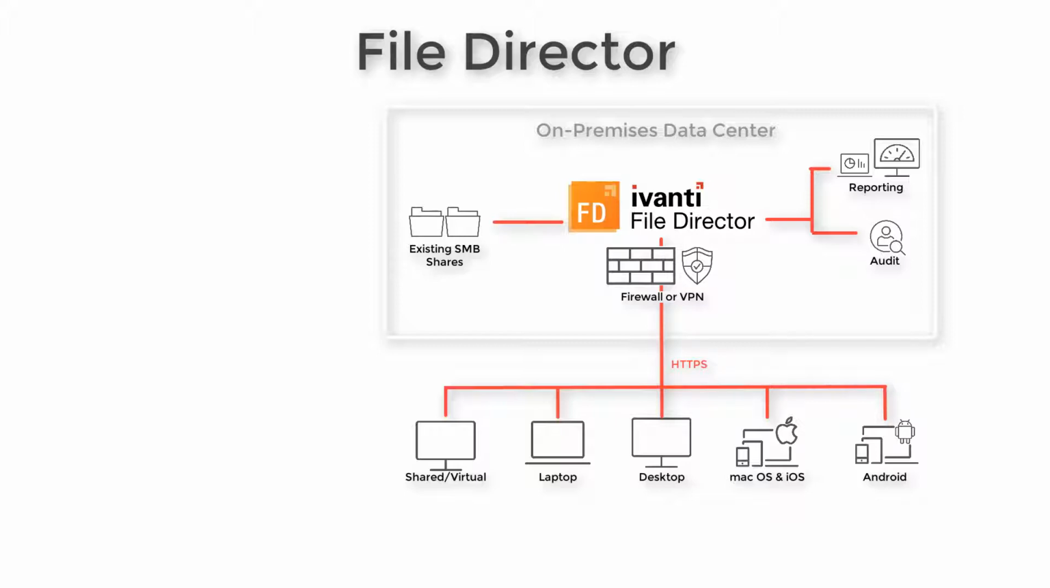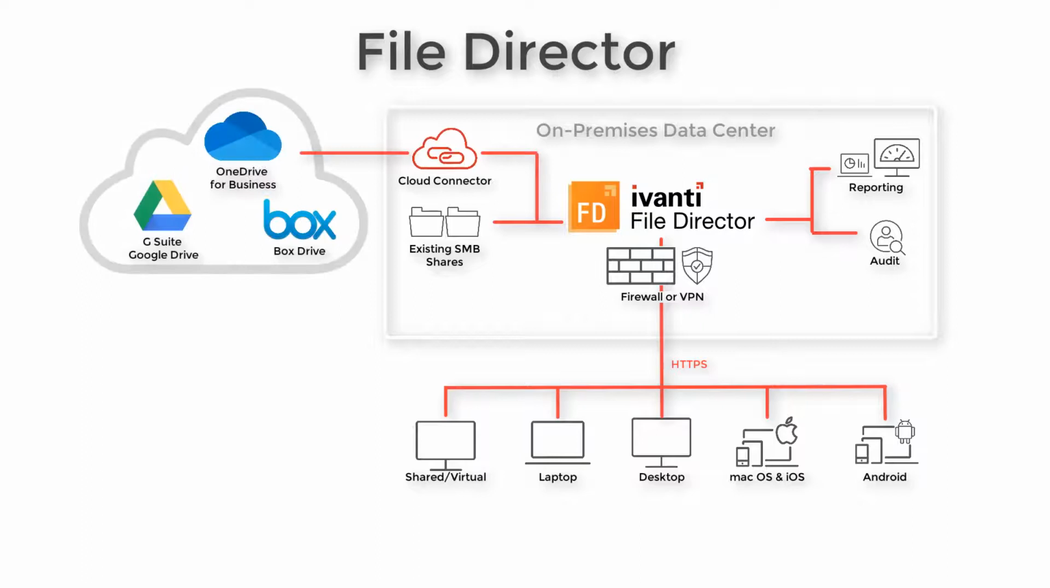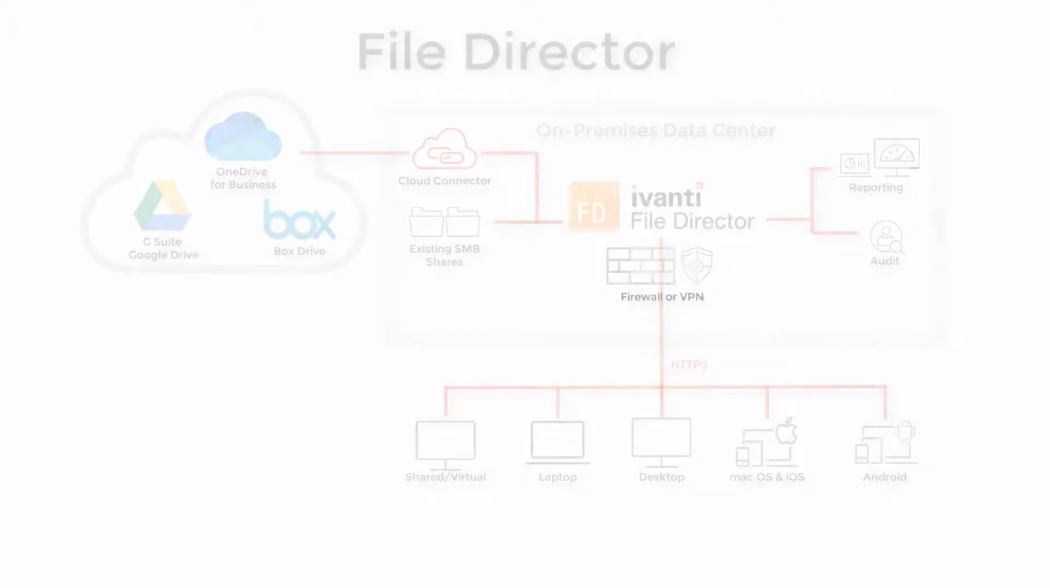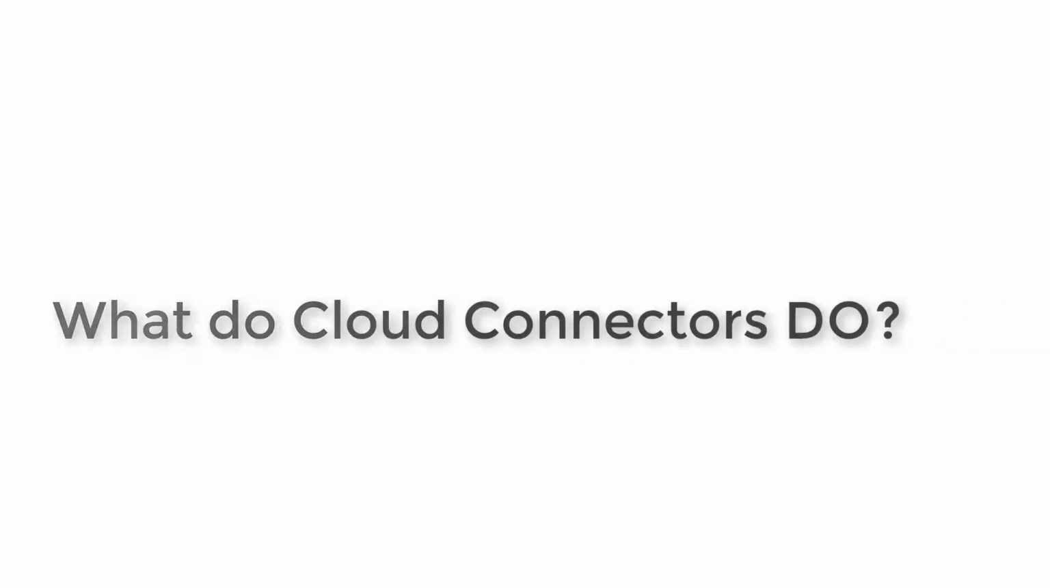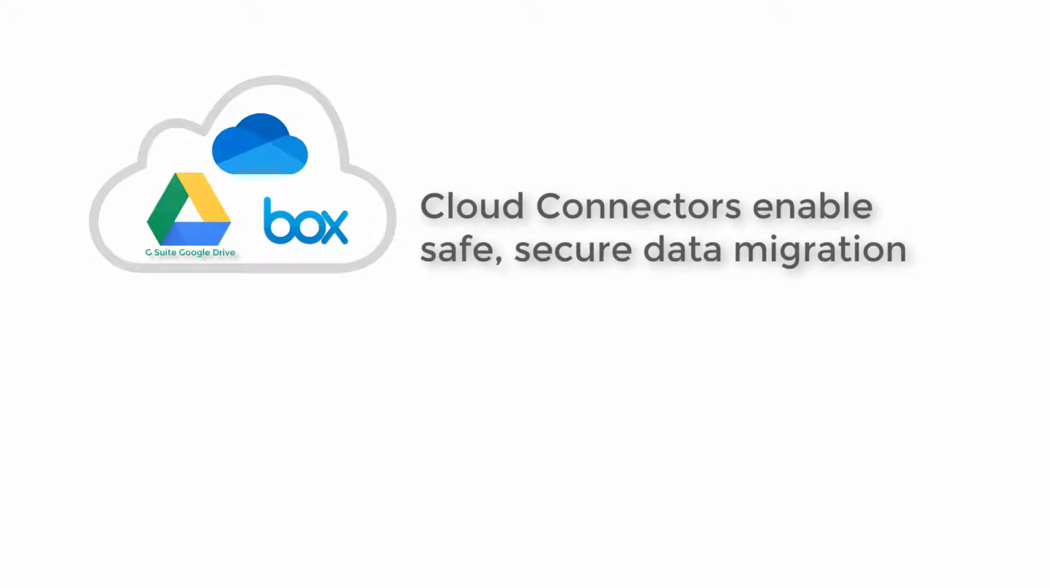Historically, FileDirector has been doing this for on-premise storage using SMB file sharing. More recently, FileDirector offers cloud connectors to enable management of cloud storage for user data too. What do cloud connectors do? Cloud connectors enable safe, secure data migration from on-premise to cloud.